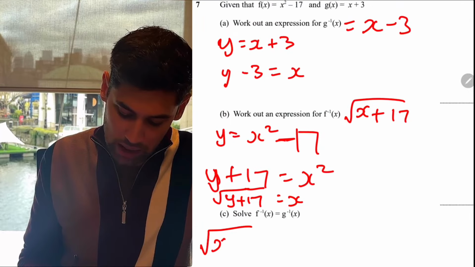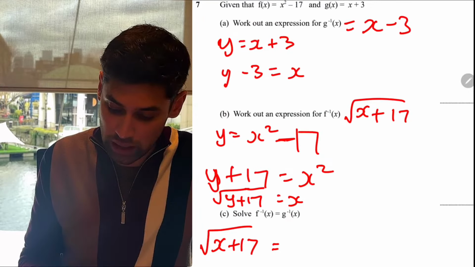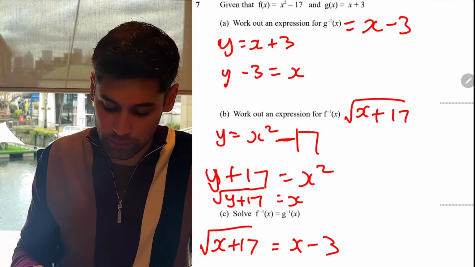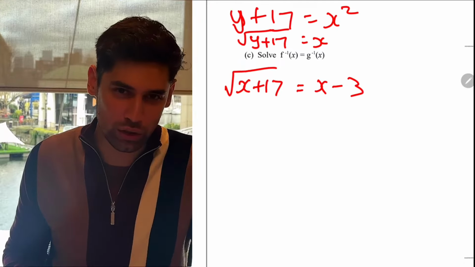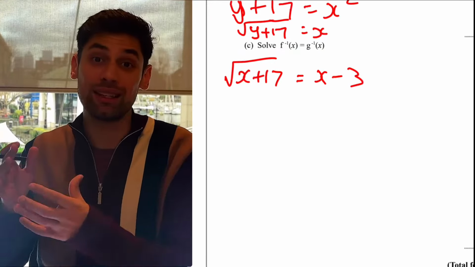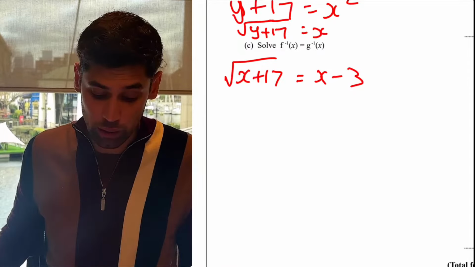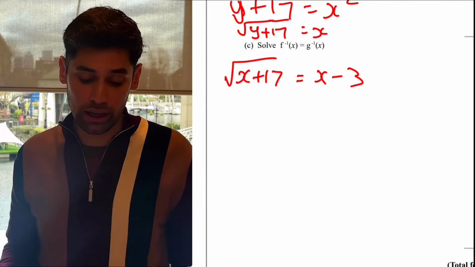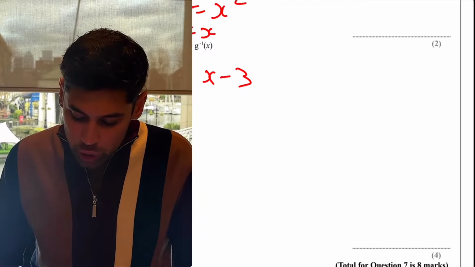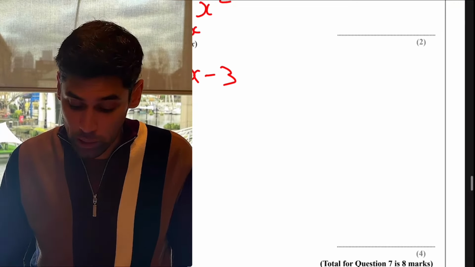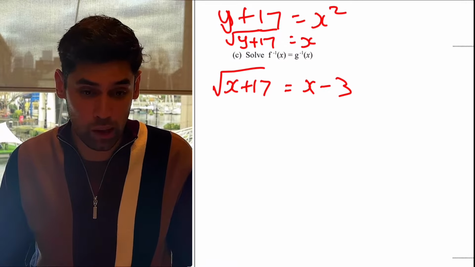Square root of x plus 17 equals x minus 3. So this now really is no longer a functions question, if we're being honest. The functions have been done. This is now algebra, solving algebra. And the way we do that is by grouping the x's together. But this is a little bit of a tricky one. I'm not surprised this one is 4 marks, because it's a bit tricky, but while we're here we may as well do it.